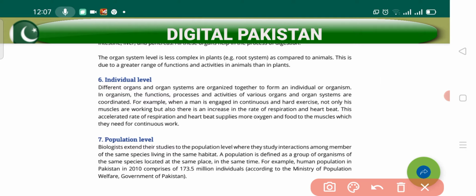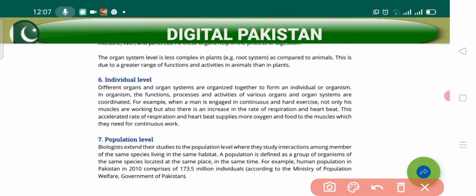Similarly, students, what is the population level? When these same individuals interact with each other, this is known as the population. Students, listen to the population definition very carefully. What is the meaning of population? When similar organisms are interacting with each other and living together, it is known as a population. A population is a group of organisms of the same species located in the same place.